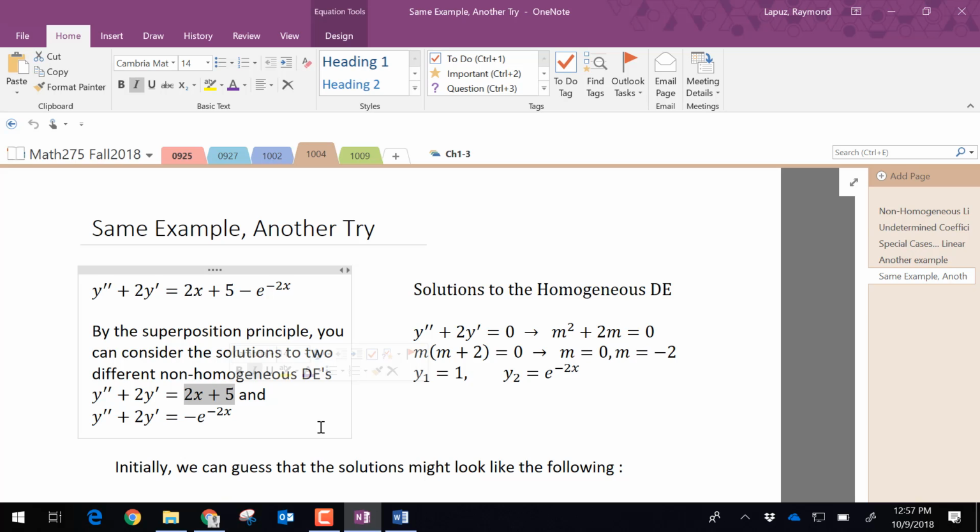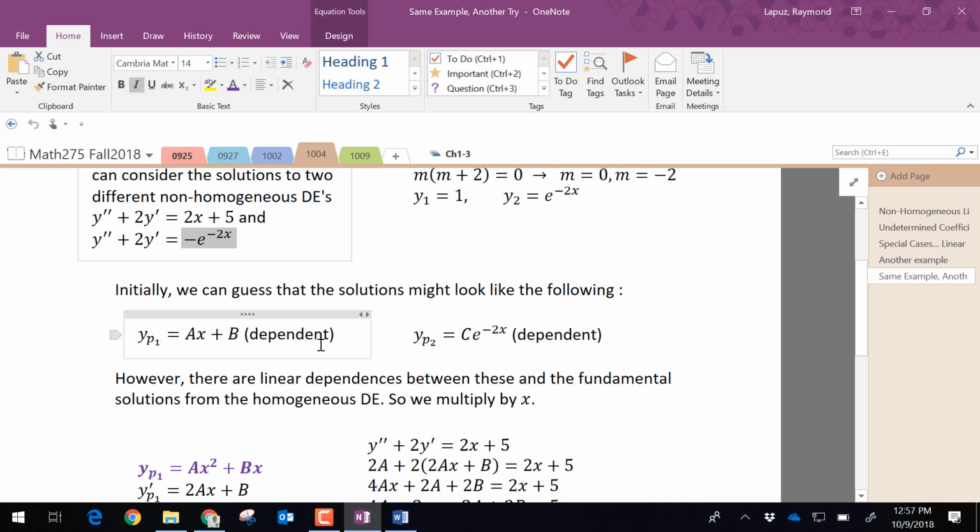So what we could do is find a solution for a non-homogeneous differential equation that has one, or in this case two, of the terms, and then a different non-homogeneous differential equation that has the other term. By doing that, we're allowing ourselves to find particular solutions for those non-homogeneous differential equations, and the superposition principle allows us to take those two particular solutions and just add them up. And so that's what's going to happen.